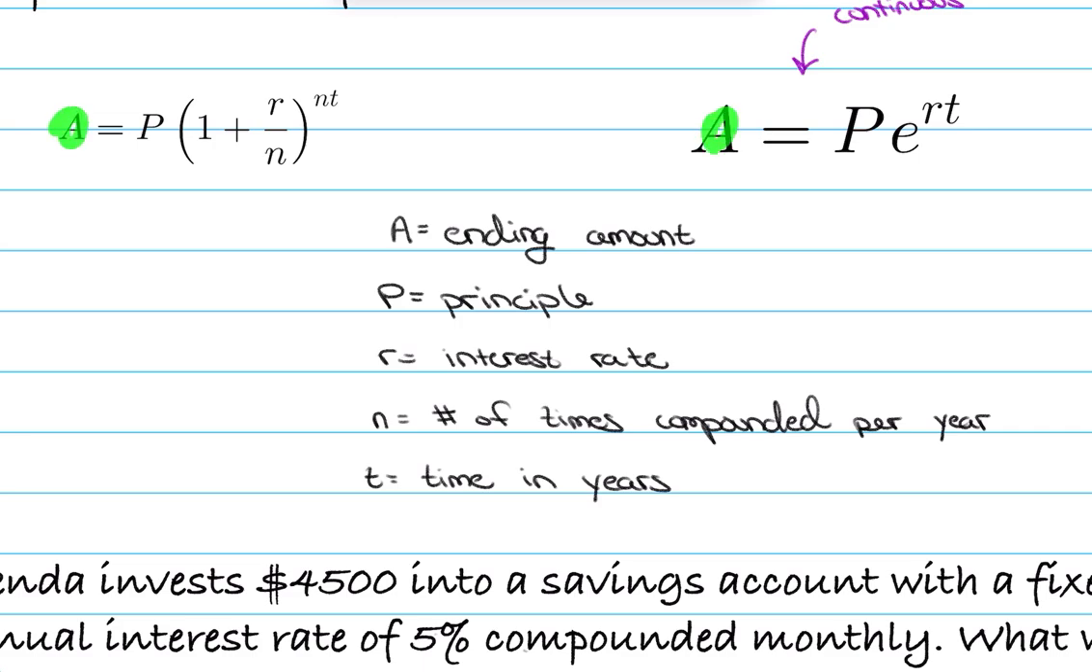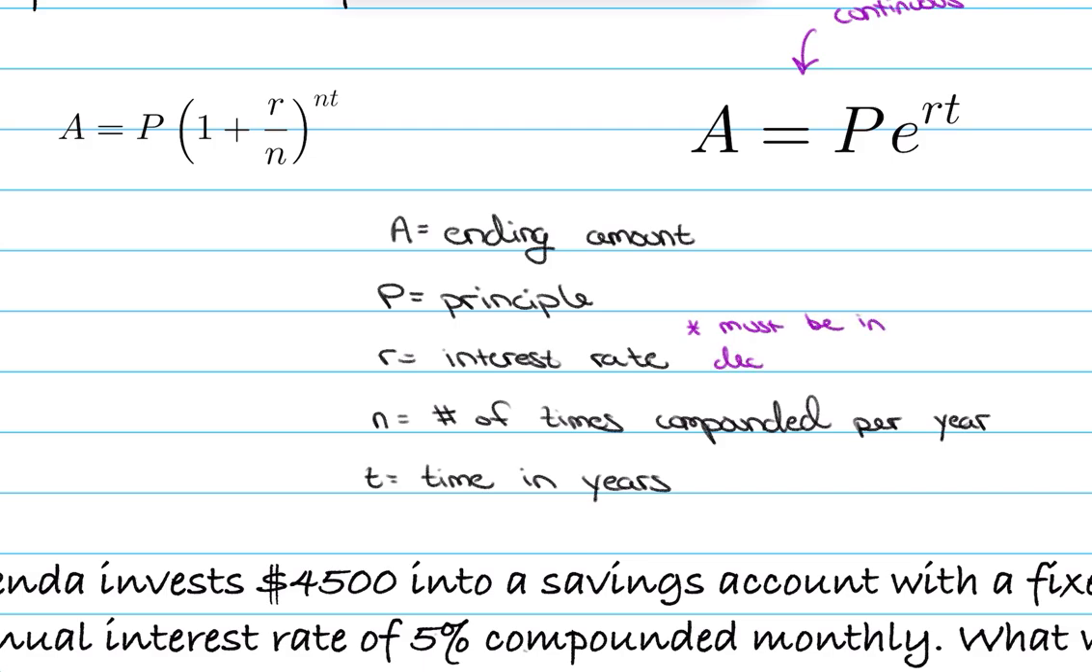P is your principal. It's how much you're starting with. How much are you investing? How much are you borrowing? R is your interest rate. Okay, and then something to remember about this is it must be in decimal form.